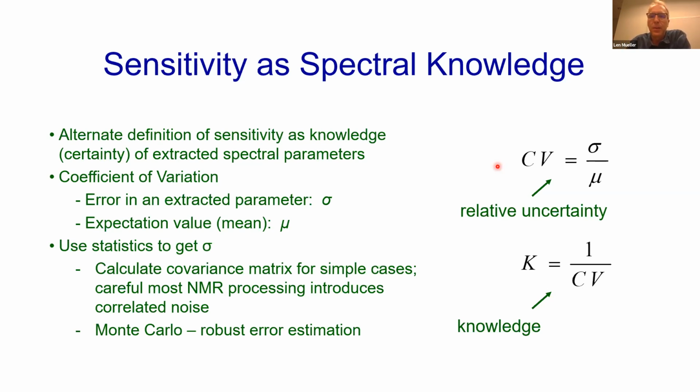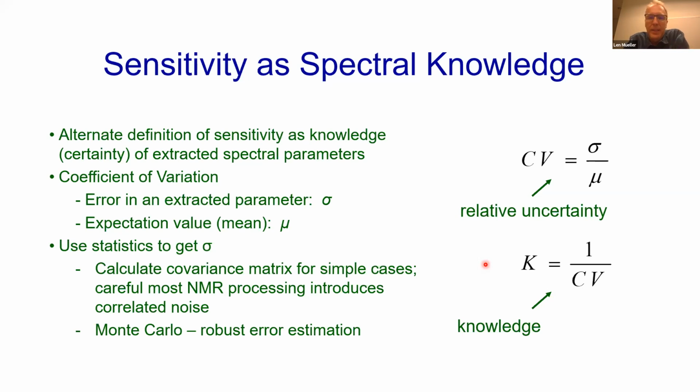Of course, sigma is what we really care about because it tells us, if we repeat this experiment, how close our extracted parameter would be to a previous measurement, or hopefully to the actual measurement. Then I also want to introduce the knowledge. Of course, knowledge is the opposite of uncertainty, so we'll define it as the mathematical inverse.